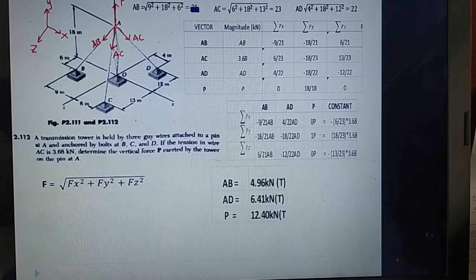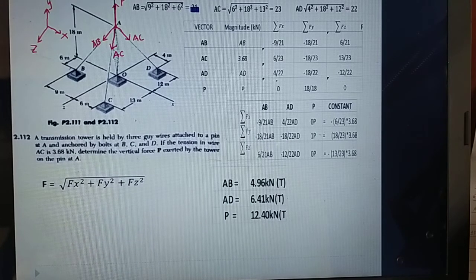And for y-axis from point A to point O, that is the plane of z and x, that is 18. So going down, force is negative, so that is negative 18/21. And for AC, that is positive 6/23. And for y, negative 18/23. And for z-axis, this is towards us, 13/23, that is positive.